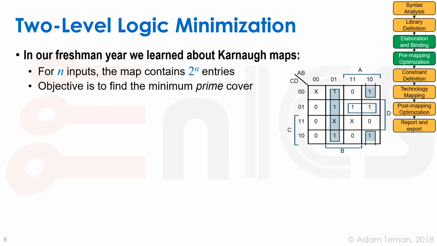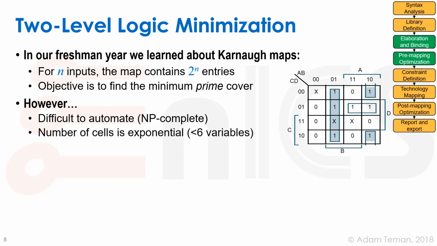Everyone probably who's listening to this lecture learned about Karnaugh maps. So Karnaugh maps, for n inputs, have 2 to the power of n entries, and our objective is to find the minimum prime cover, where we put these covers around the ones for a sum of products or the zeros for a product of sums. However, it's very difficult to automate this thing that we do by looking at these Karnaugh maps and looking for the sum of products, especially once we go to higher dimensions.